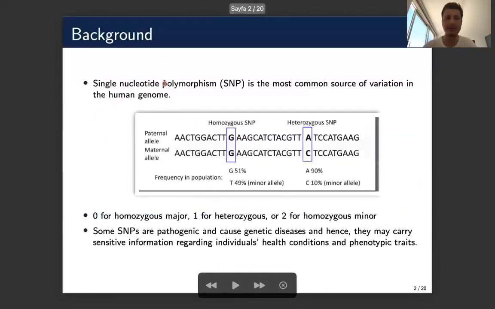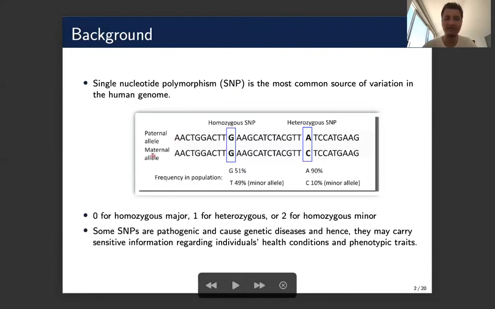As you know, all human DNAs differ from each other, and the most common source of this variation comes from something called single nucleotide polymorphism, which is also called SNP for short. These SNPs are also known as point mutations, where a mutation occurs in a single position in the DNA. In human DNA, there are two nucleotides in each position. One of them is called the paternal allele, and the other one is called the maternal allele.